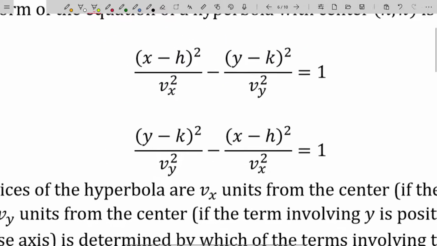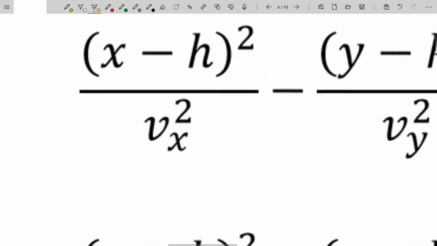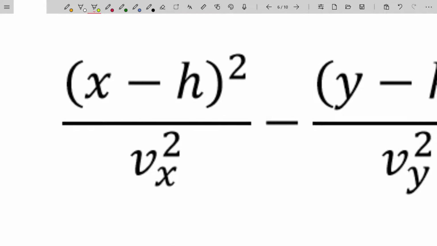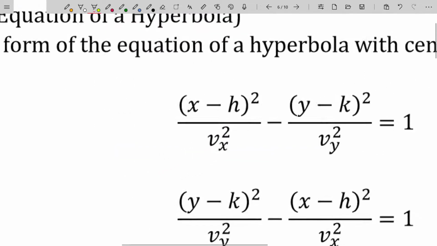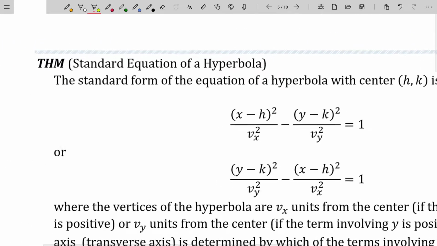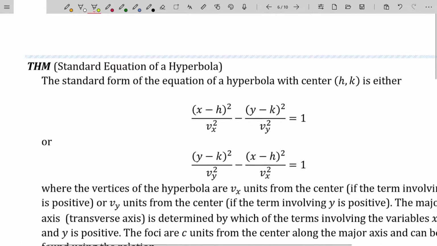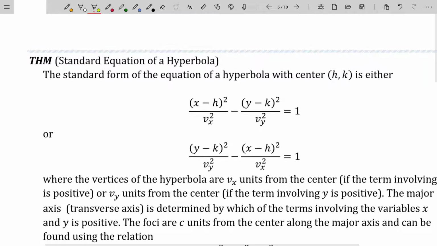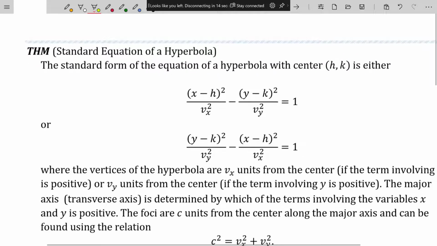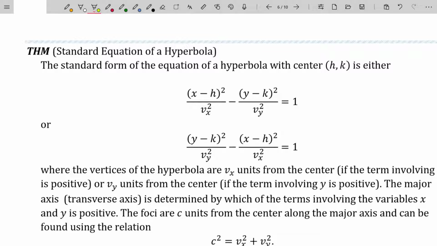So instead, I just say the constant that's underneath the x squared term is going to be some constant based upon x squared. So I call that v sub x squared because v stands for the word vertex in my head. So let's go ahead and explain why that's the case. The standard form of the equation of a hyperbola with center h comma k is either of these two equations. And we'll talk about the difference between the two and when you use one versus the other.